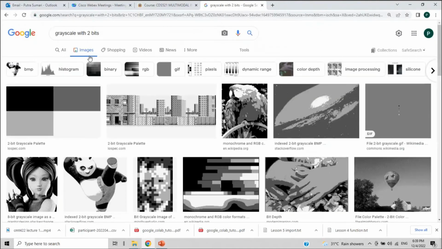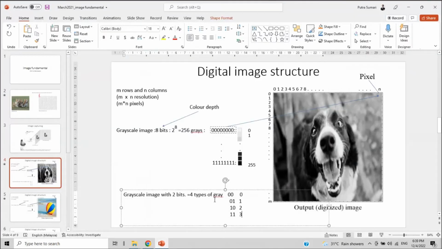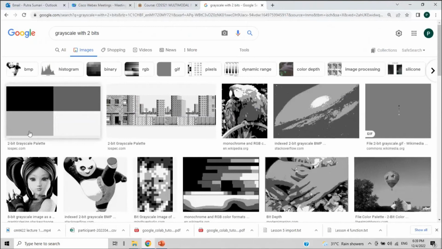There you see 2 bits. How many colors did you get just now? 4 types of gray, which is the type of color. And the 4 colors are basically this: 1, 2, 3, 4. You only get 4 choices of color as a gray. No more, no less. So this is 2 by 2, right?